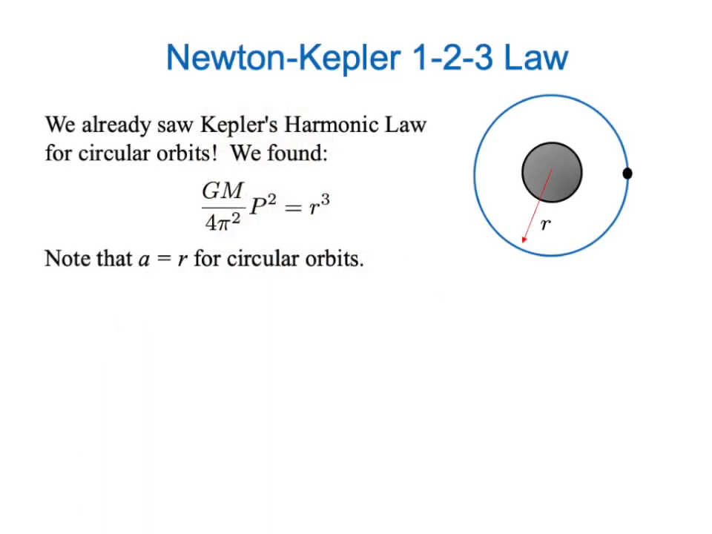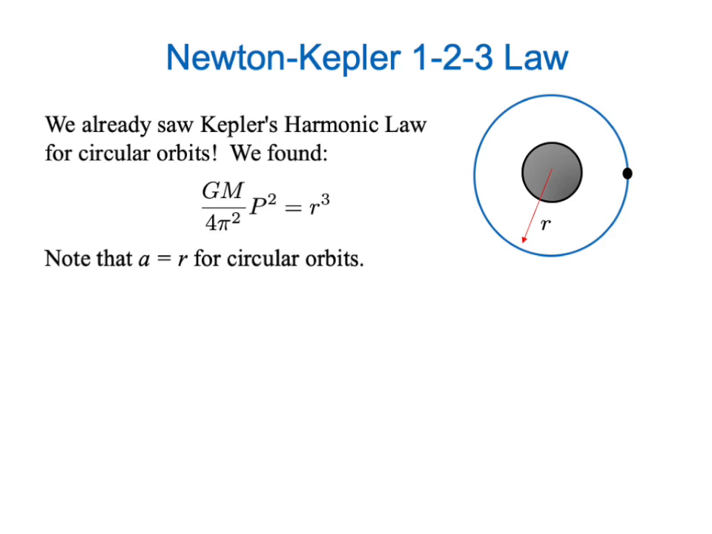We've actually seen this law before in the special context of circular orbits as a relationship between that orbital period and the radius of the circular orbit, which is, of course, the semi-major axis of that orbit. By looking at how Newton's laws of motion and of gravitation apply to a satellite in orbit around a planet, we found for a circular orbit that GM, the gravitational constant times the mass of the planet, over 4π², times P², where P is the period of the orbit, was equal to r³, where r is the radius of the orbit.